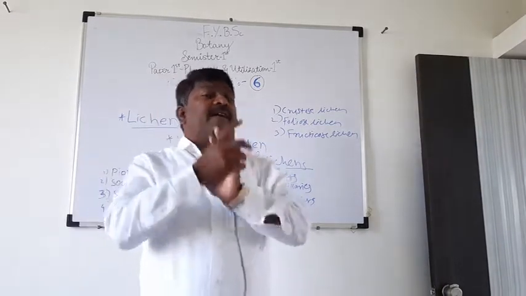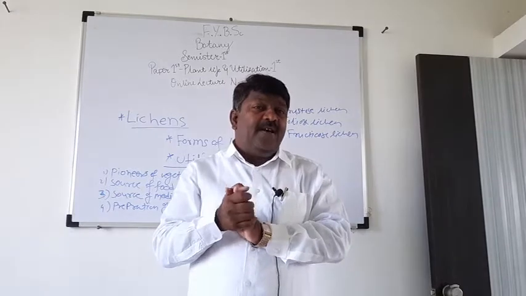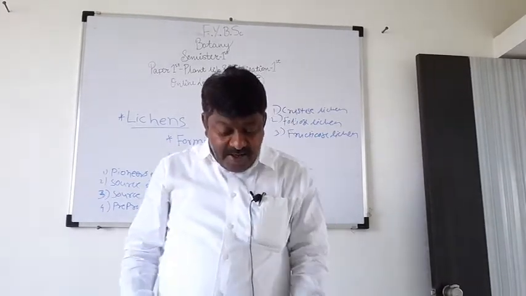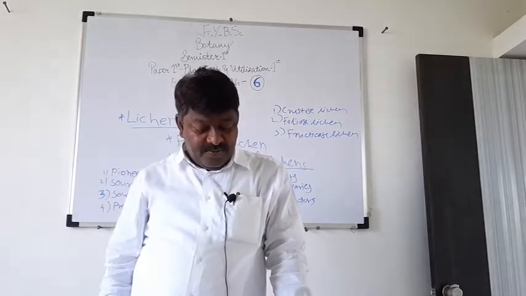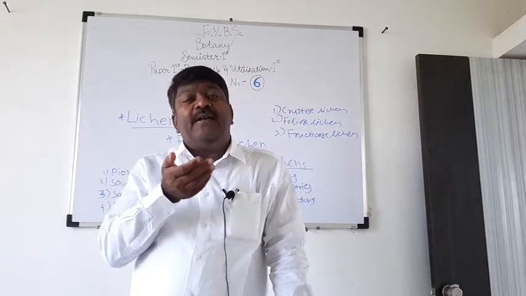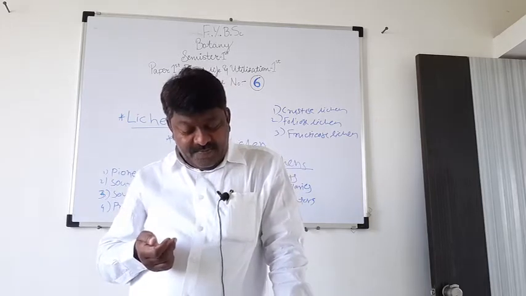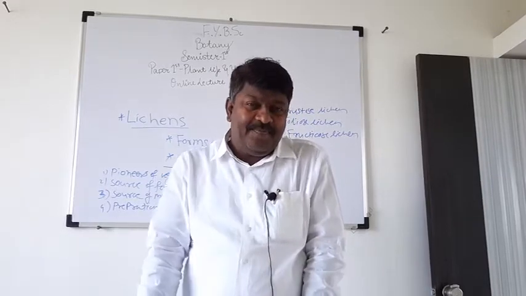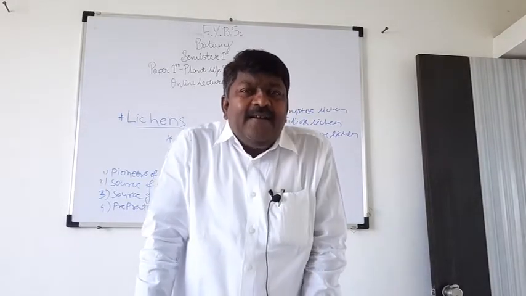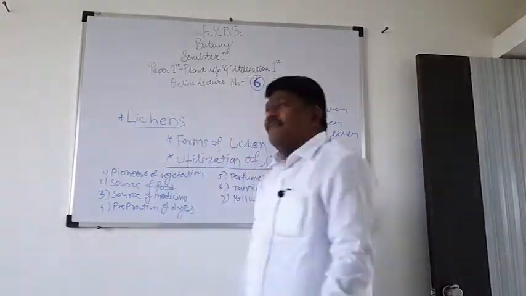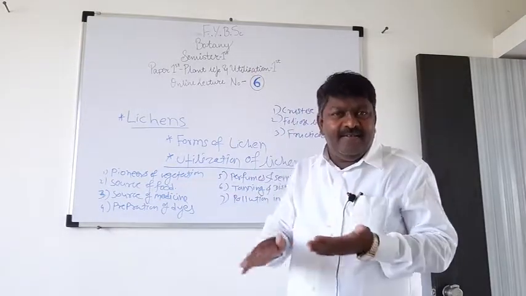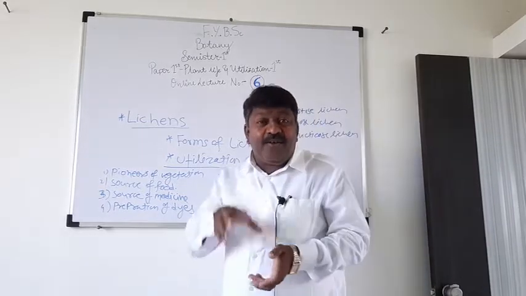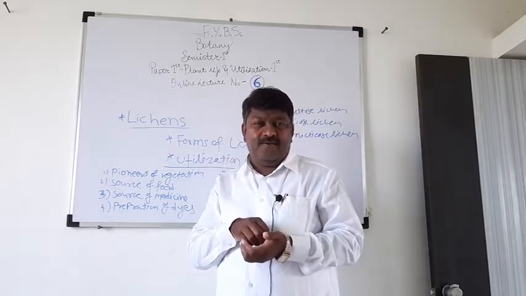Such crustous lichen appear to be painted on substratum, and it is very difficult to take out the entire thallus from the substrata without breaking it. It means that in crustous lichen, thallus is flat, thin, and such thallus is closely attached to the substratum.